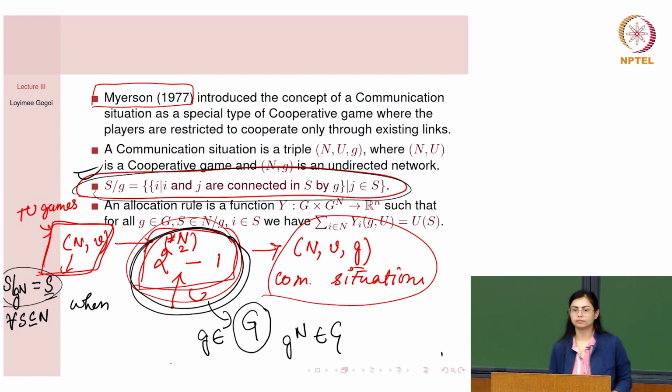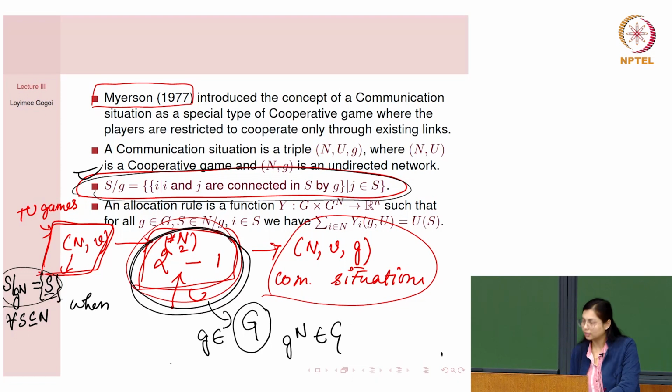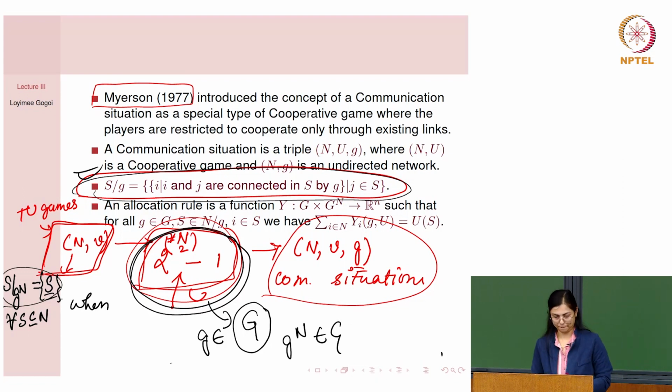S over G, S over Z, is a set of sets. Yes, a set of sets. As I said, it's a partition of that set. So if it is a singleton S, S over G is just the same S. We don't have a partition. It's just the same S, a set of S.